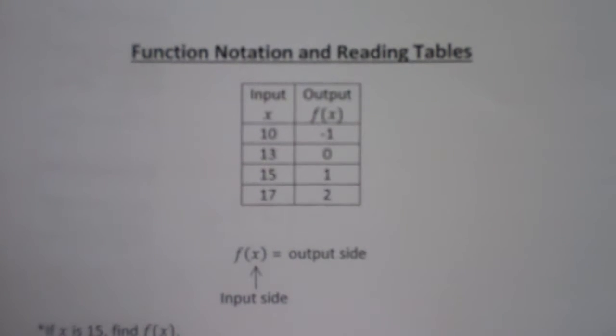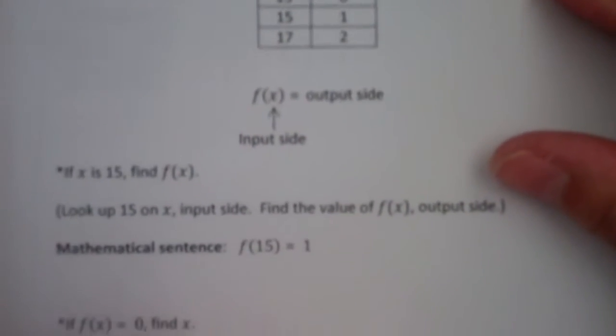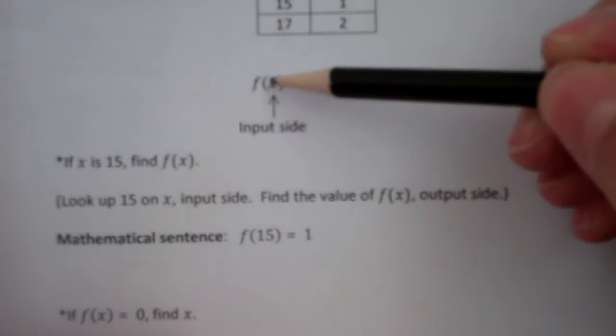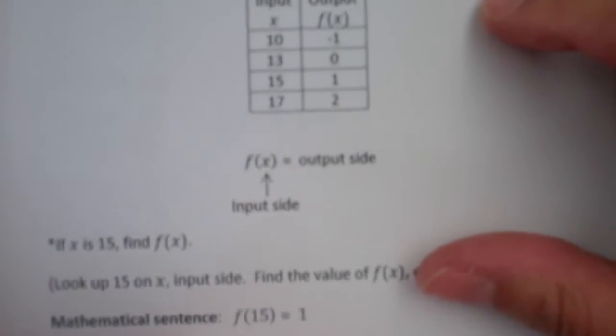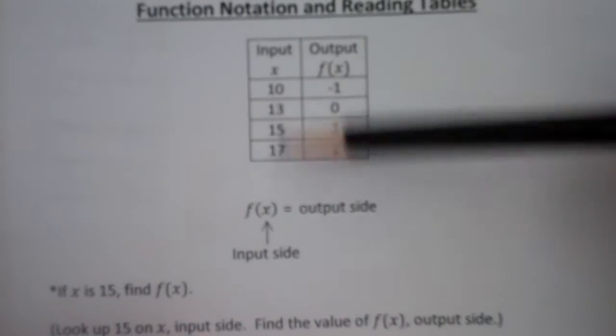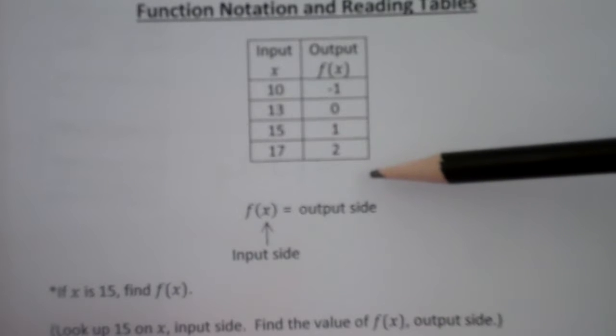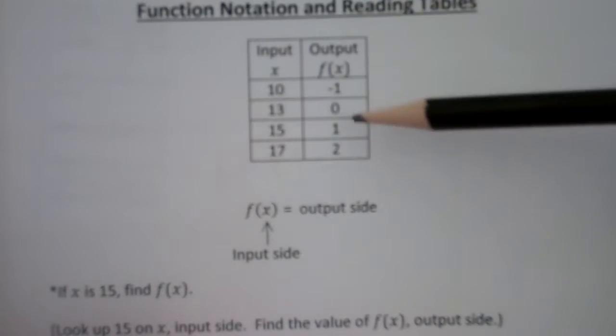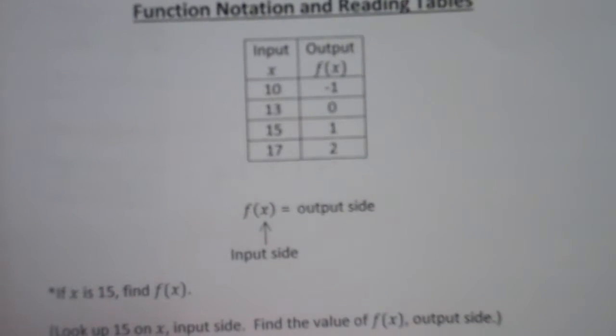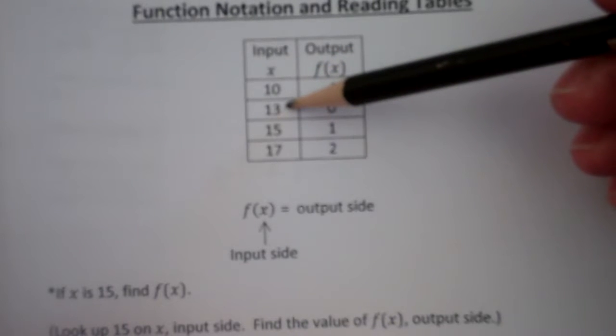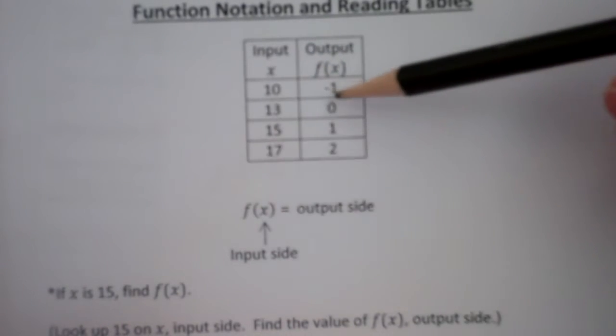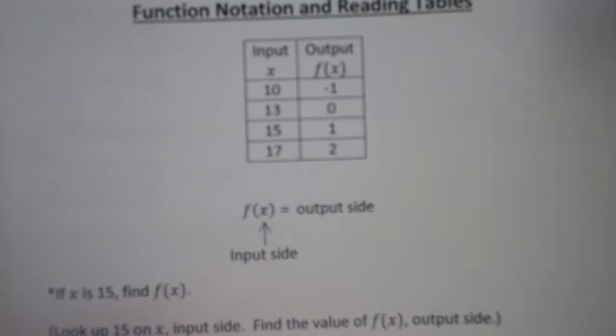So here we go. We have function notation, reading tables, input, output. The f of x, the x is the input side, so if we were looking at this table, this is going to be the input side, and then that's going to equal the output side, and this is going to be the output side. So if I say I need an input of 13, or f of 13, that would equal an output of 0.